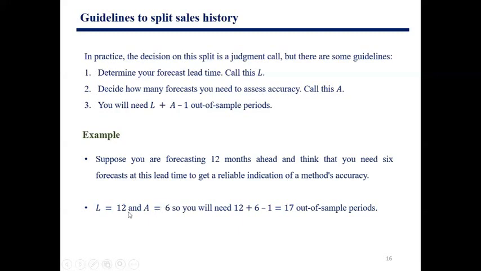You need 6 values of 12 ahead forecasts. So as an out of sample or a hold out sample, you need 17 periods to be able to do this. To be able to have 6 possible values for your 12 periods ahead forecast, you need 17 out of sample periods.